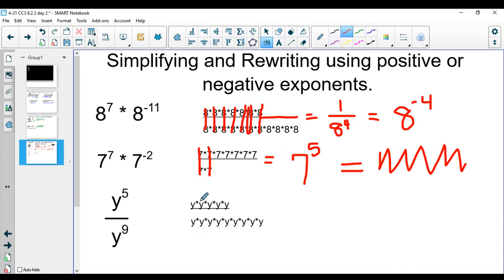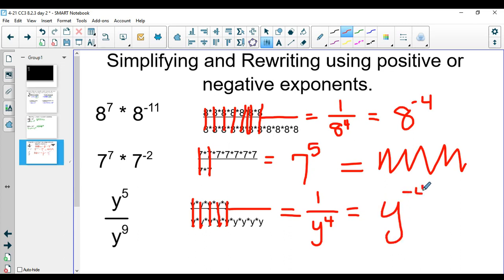Cancel out our giant ones. We still have that factor of 1 in the numerator. So I'm going to put 1 over y times y times y times y is y to the 4th power. If we want to write it with negative exponents, 1 over y to the 4th, we're dividing by y 4 times, so we write y to the negative 4th.